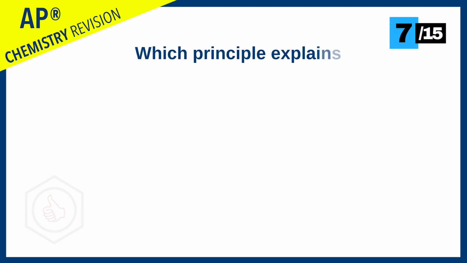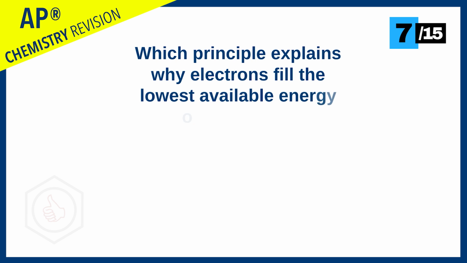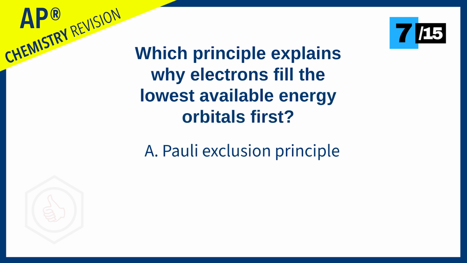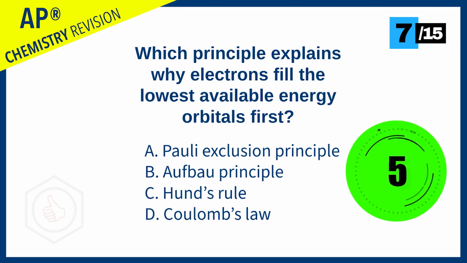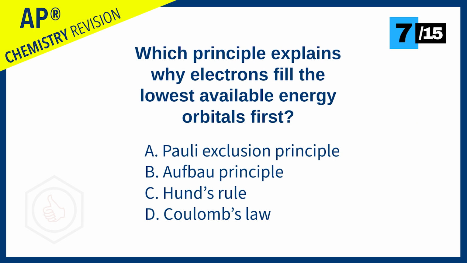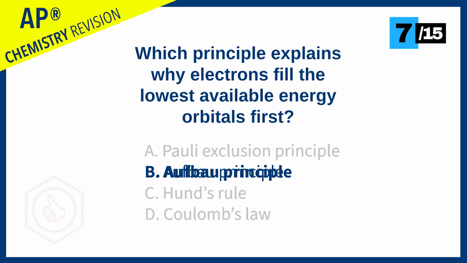Which principle explains why electrons fill the lowest available energy orbitals first? Pauli's exclusion principle, the Aufbau principle, Hund's rule, or Coulomb's law? The answer is the Aufbau principle, because Pauli's exclusion principle tells us that one orbital can hold a maximum of 2 electrons with opposite spin.